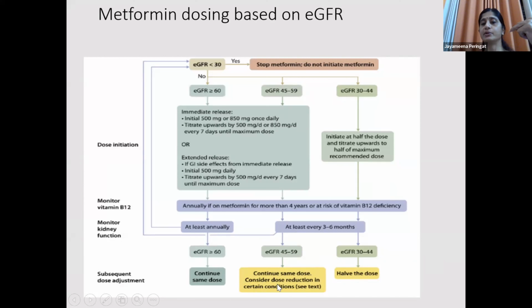Only in certain conditions when you actually expect there is a chance of acidosis, you can temporarily decrease the dose or hold the drug for the time being. But don't forget to check the vitamin B12 levels at least annually in patients who are on metformin for more than 4 years. And decrease the dose to half if GFR is between 30 to 44.